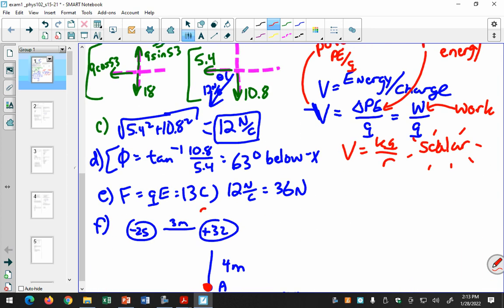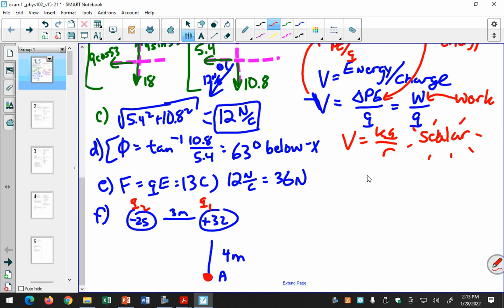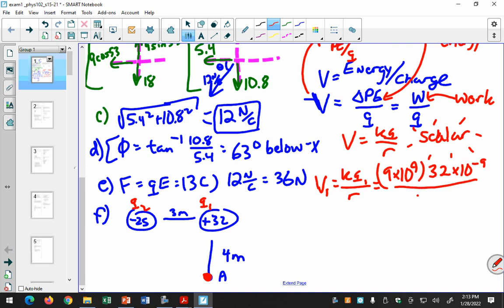This is Q1. This is Q2. My first step is just to calculate the potential due to each charge. So I'm going to calculate V1, and it's going to be kQ1 over r. That's going to be 9 times 10 to the 9th, times 32 times 10 to the minus 9, divided by r, which is 4.